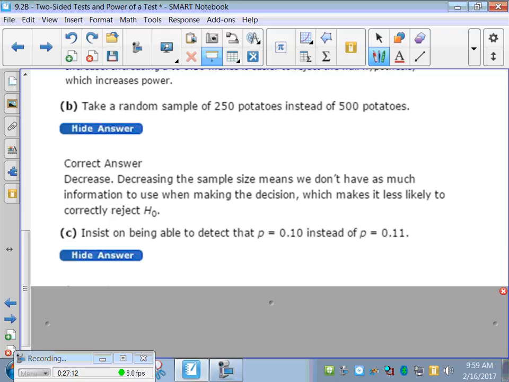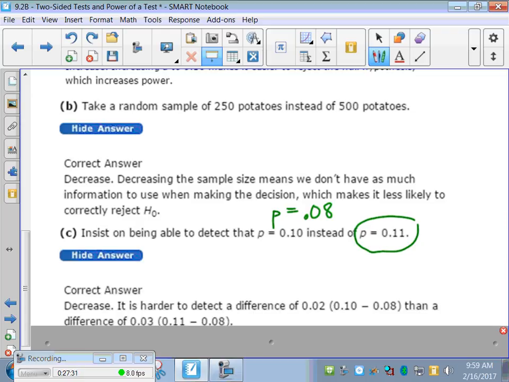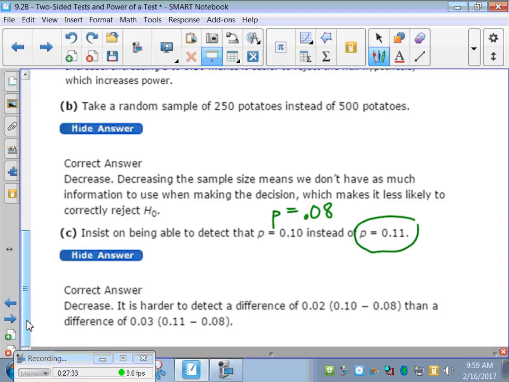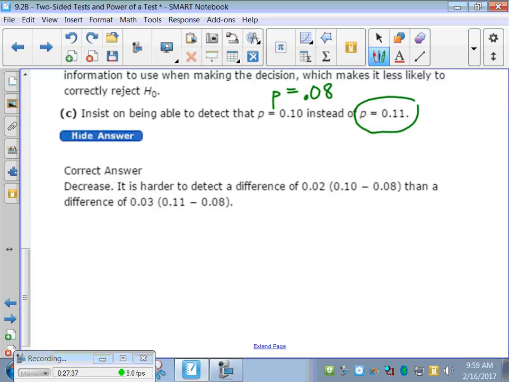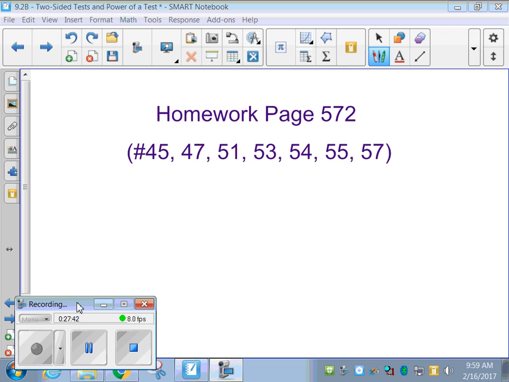So insist on being able to detect that P is 10 or P is 0.11. If we started with the 0.08, right? Which one is the furthest away? 0.11. So we would need to insist on that one, but they're saying we need to insist on the 10 instead of the 11, so that would decrease our power because we would have less of a difference. You want the most amount of difference between the two. Make sense? Okay. Sorry that was long today.